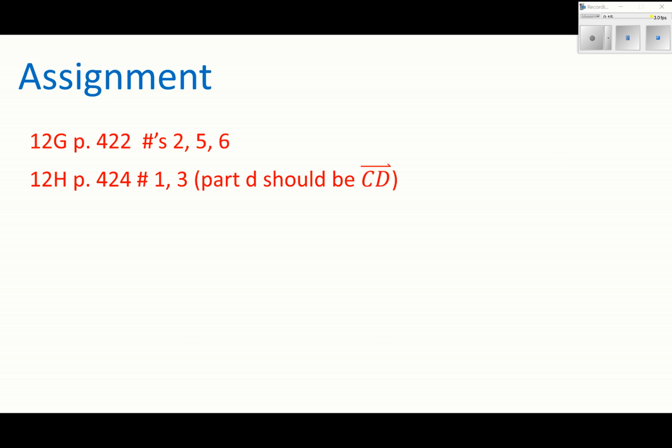All right, so there's a couple problems. So numbers 2, 5, and 6. Second part, 1 and 3. On number 3, part D should be the vector CD. So make sure you make that adjustment on number 3, part D for the second part. So that's the last lesson for this first week. Next week, we'll do a few more sections on vectors, and we'll keep going.